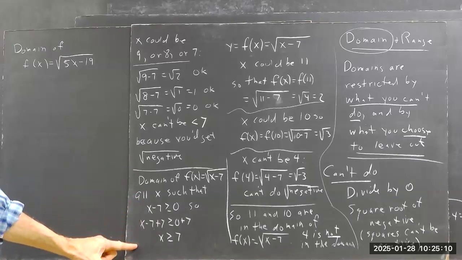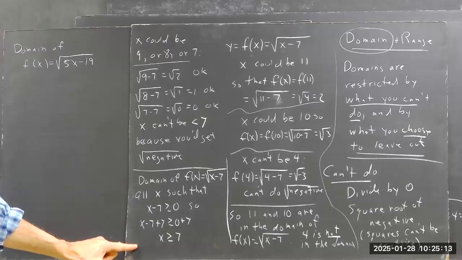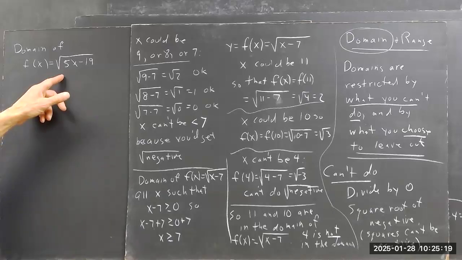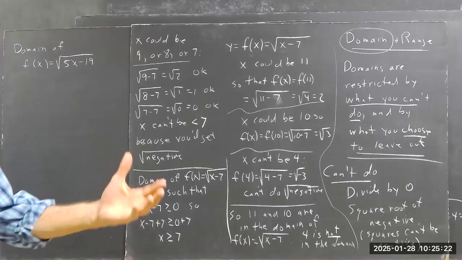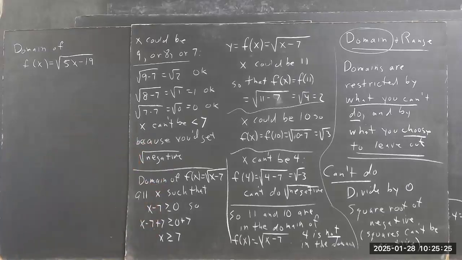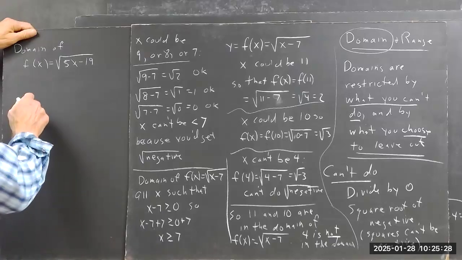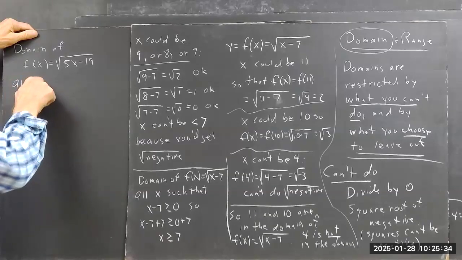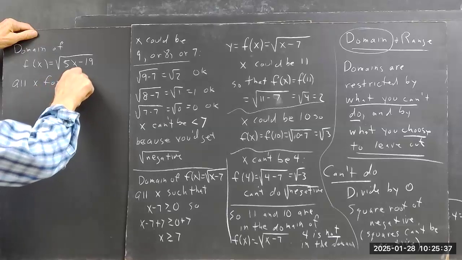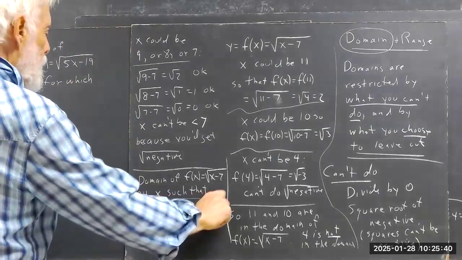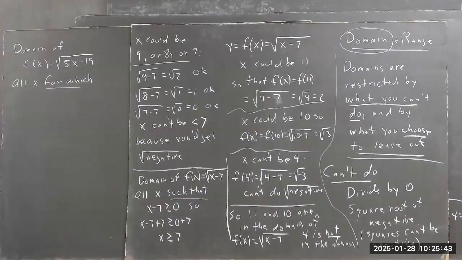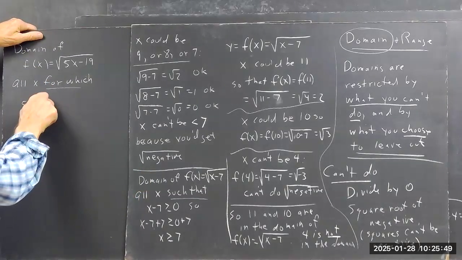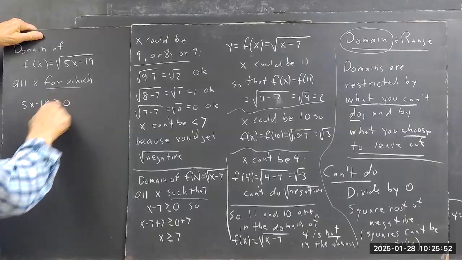But look what I did here. I wrote an inequality. And that's what you really want to do, because if it was the square root of ax minus b, you wouldn't have numbers to divide. We'll do that one in a minute. So this would be all x for which, we usually say such that, but for which works just as fine, 5x minus 19 is greater than or equal to 0.